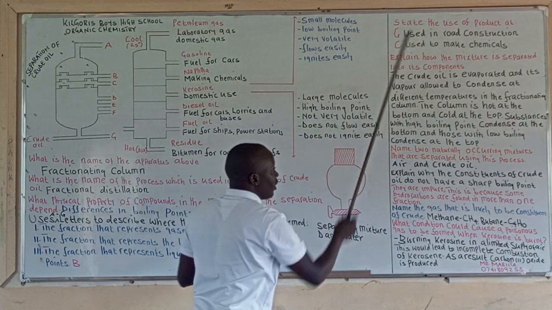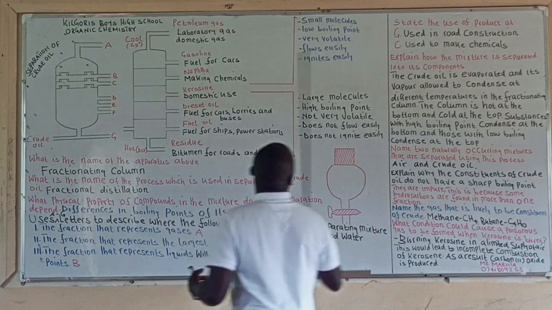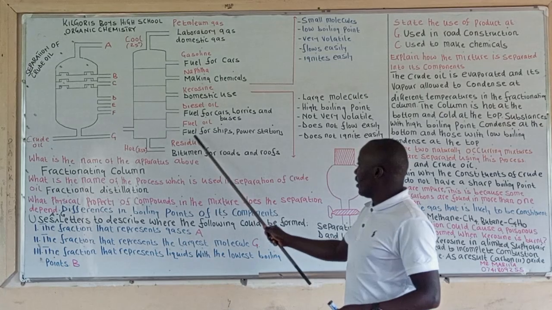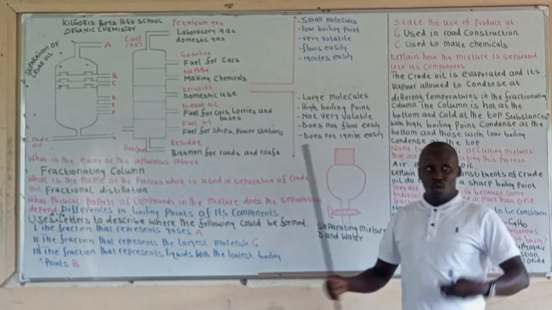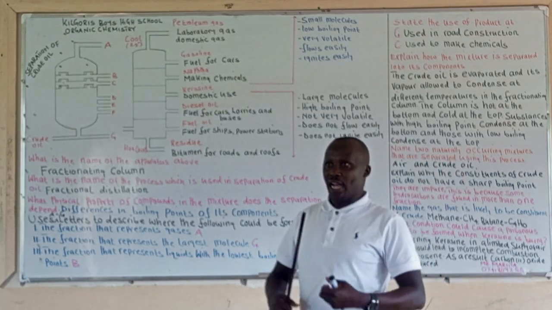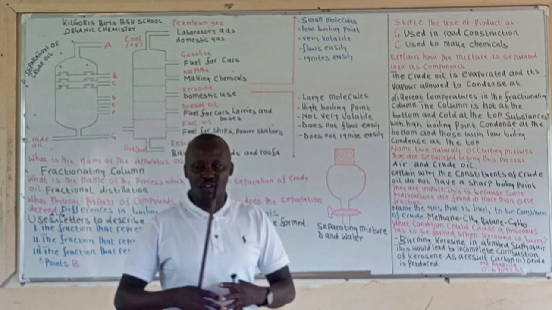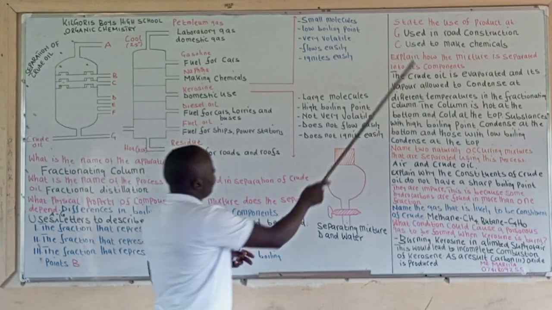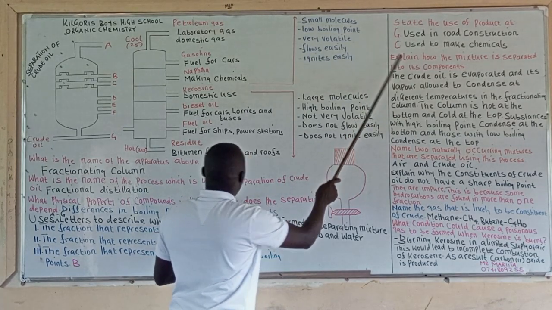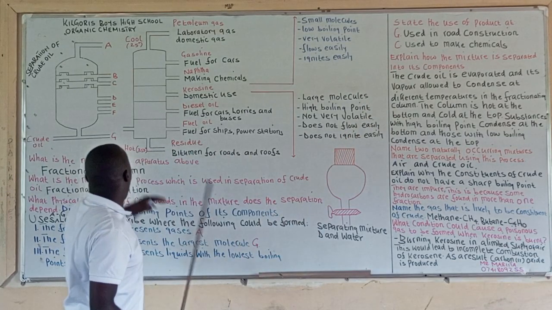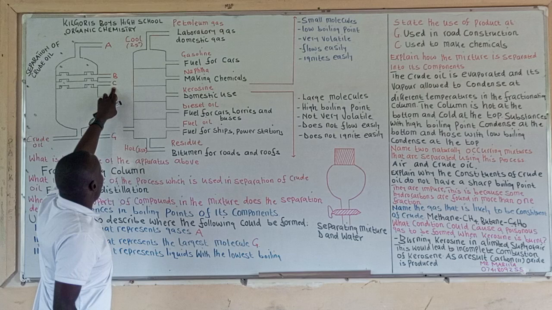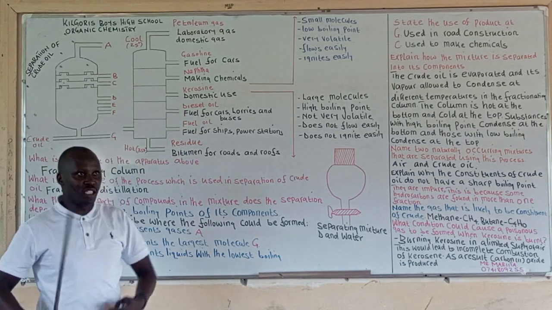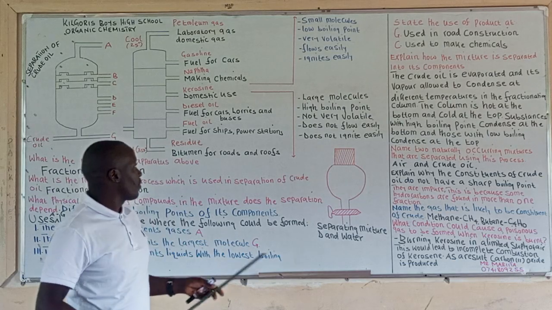State the use of the product at G. At G here on this second diagram, we normally collect bitumen, and bitumen is used for road construction and for roofing. We have also the fraction which is collected at C. At C here, we normally collect naphtha, and naphtha is normally used in making chemicals.